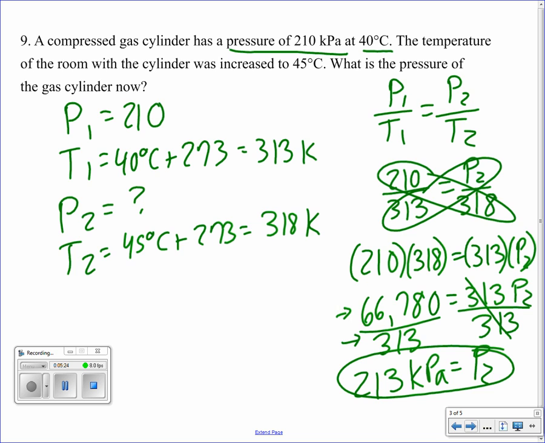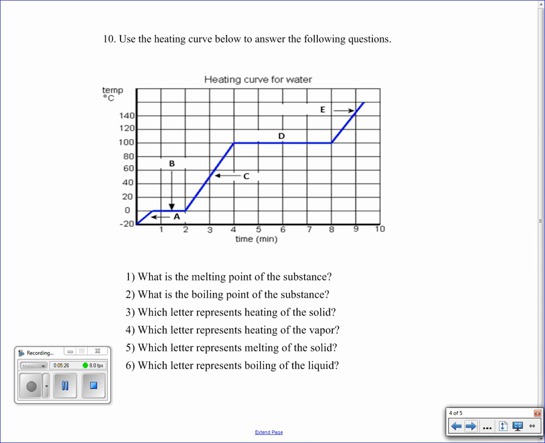Okay. Next problem. I didn't really get a chance to talk about this in class, so I'm going to do it now. So if you're listening, you got this. Okay, so this is a heating curve of water, and this is a lab that we did the other day, and we didn't really get a chance to go over all the final things here, but we're going to.